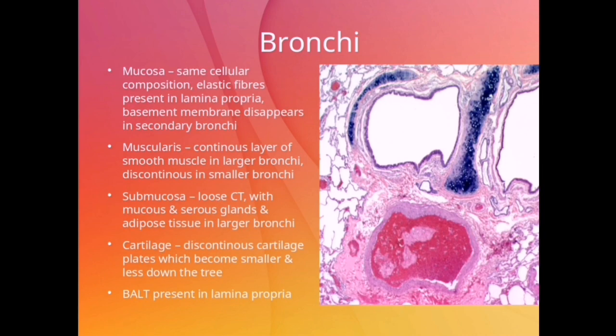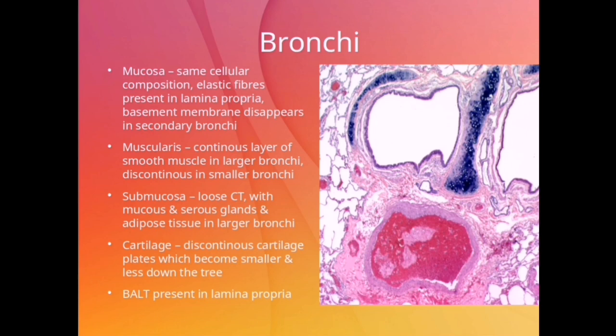Okay. So the bronchi have 5 layers within their wall. First of all, we have the mucosa. The mucosa is made up of an epithelium, or the respiratory epithelium, and a lamina propria, in which we find elastic fibers. The basement membrane becomes thin and will disappear in the secondary bronchi.